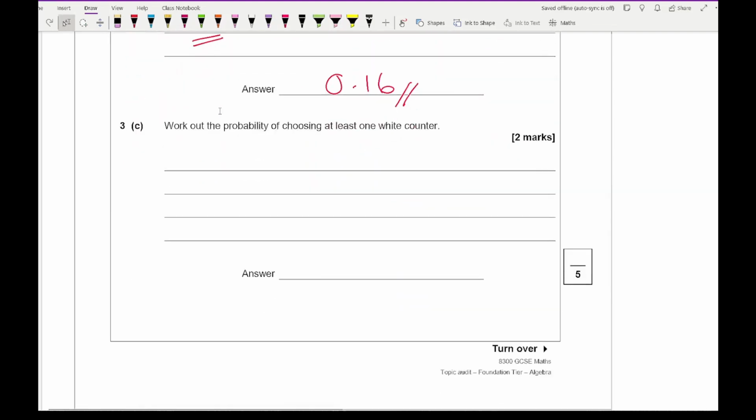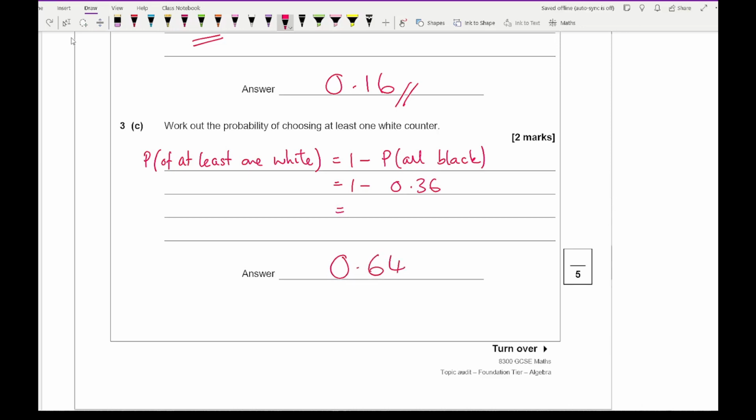Then moving on to question 3c, it says work out the probability of choosing at least one white counter. Well, for this there are several combinations we could do, but for this particular question, for 2 marks, we need to try and think simple. So here the probability of at least one white is going to be equal to 1 minus the probability of all black. Now we already know that the probability of the 2 counters being black is 0.36. So therefore the probability of it being at least one white is going to be 1 take away 0.36, which is 0.64.